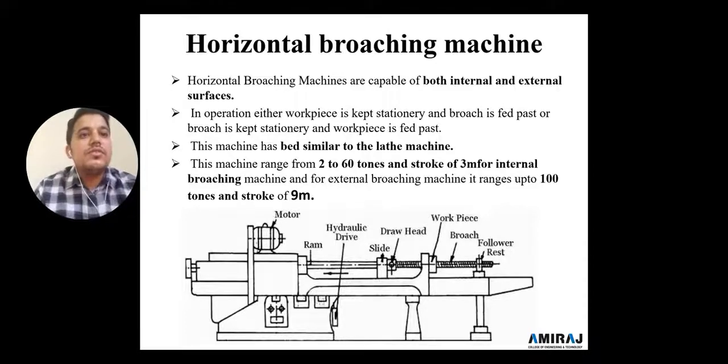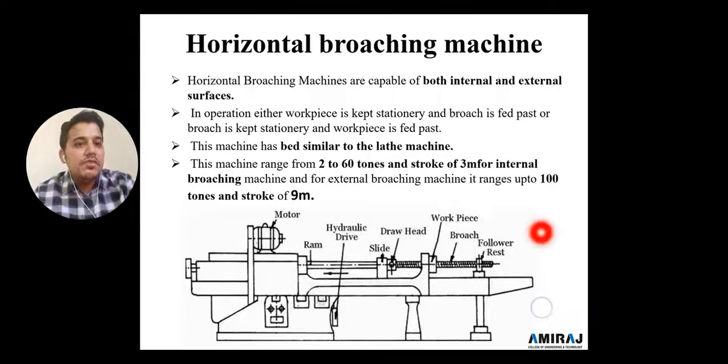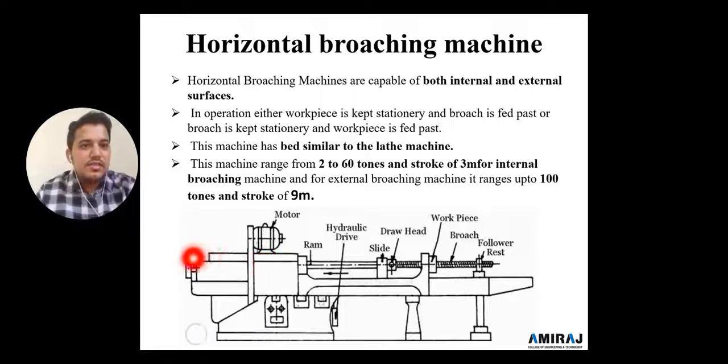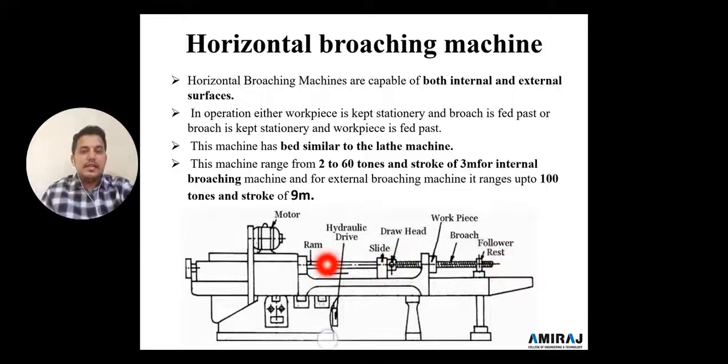Horizontal broaching machines are capable of both internal as well as external surface broaching. This arrangement is similar to the lathe machine type. Have you observed here? This is the main motor, which we can consider as a headstock. This is our main ram. With the ram, we are using the tool holder. This is our broach, and we can hold the workpiece here. So there is a whole big bed like a lathe machine.